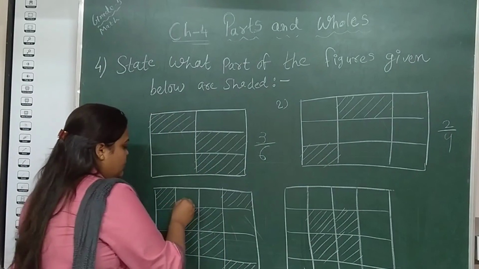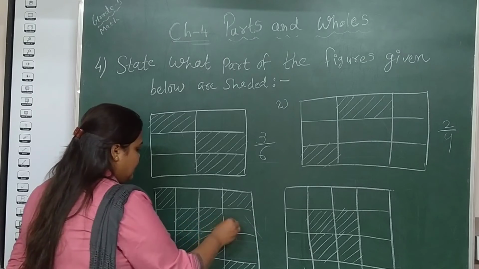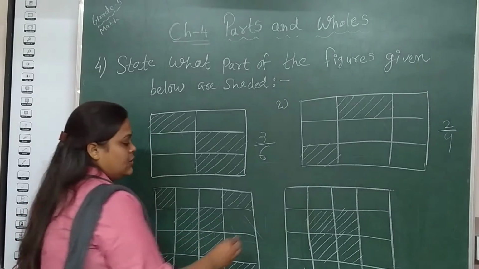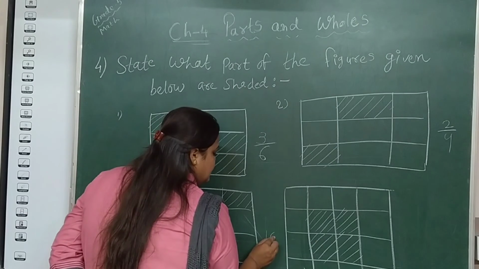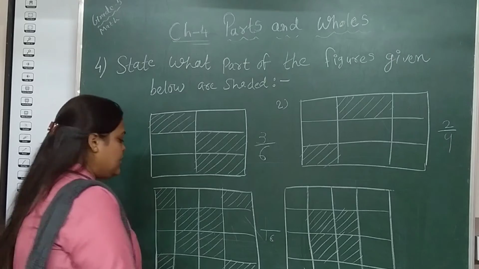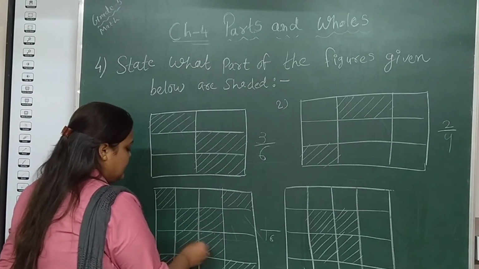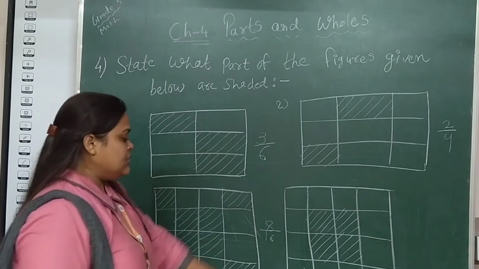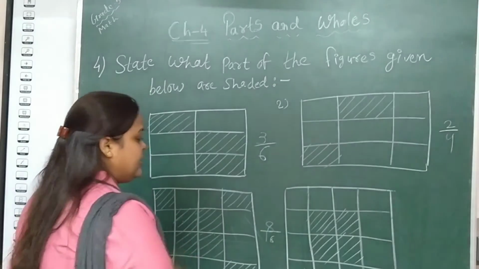Now next is 1, 2, 3, 4, 5, 6, 7, 8, 9, 10, 11, 12, 13, 14, 15, 16. So 16 are the total parts. Here we will write 16. And how many shaded parts are there? 1, 2, 3, 4, 5, 6, 7 and 8. So 8 will be the numerator and 16 will be the denominator. That is what we are writing down.